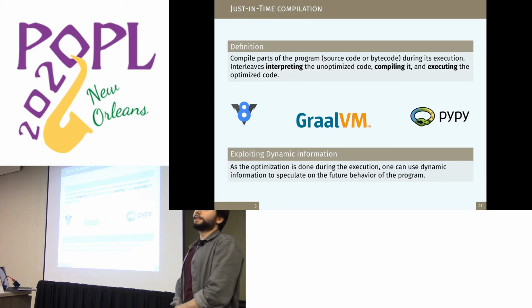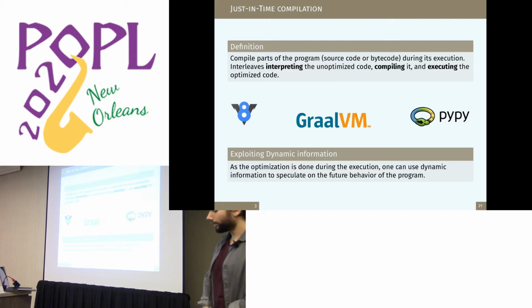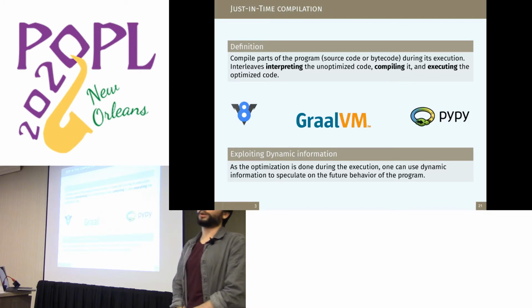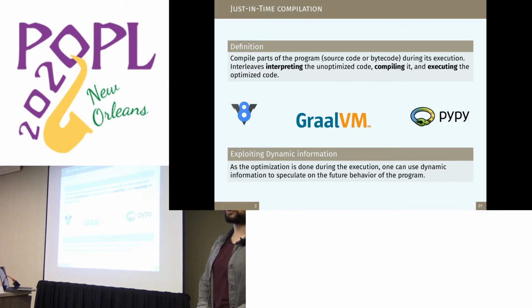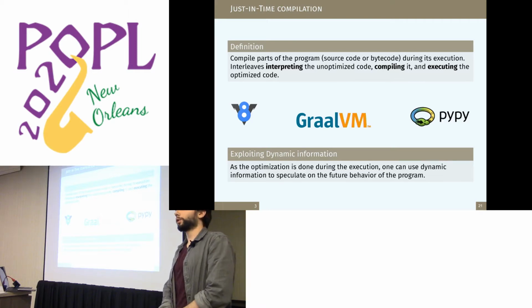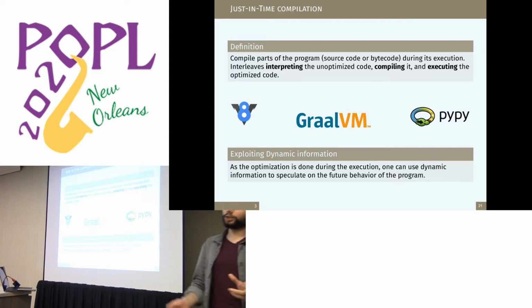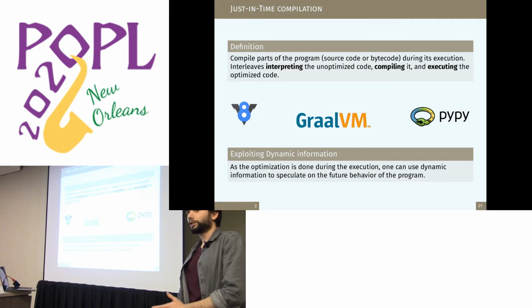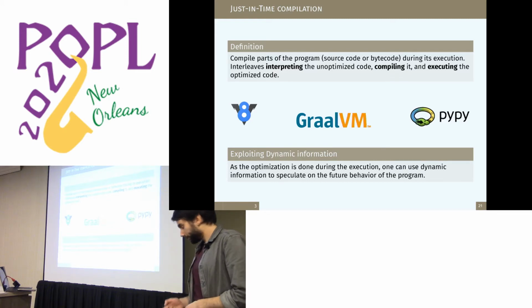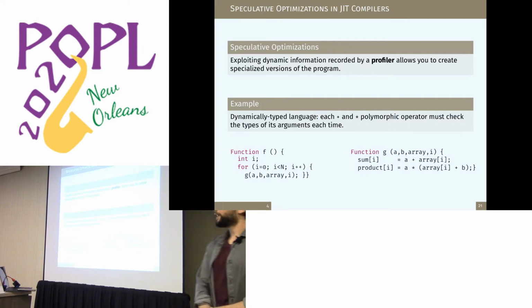And one technique that is really specific to just-in-time compilation and that you don't usually see in static compilers is exploiting dynamic information. Because you are doing your compilation dynamically, you have access to some dynamic information about the execution of your program that you could not have had statically. So if during your first interpretation phase you record some of that information, then you can use it later to speculate on the future behavior of your program when you do optimization. This is called speculative optimizations, and it's very characteristic of modern JIT compilers.